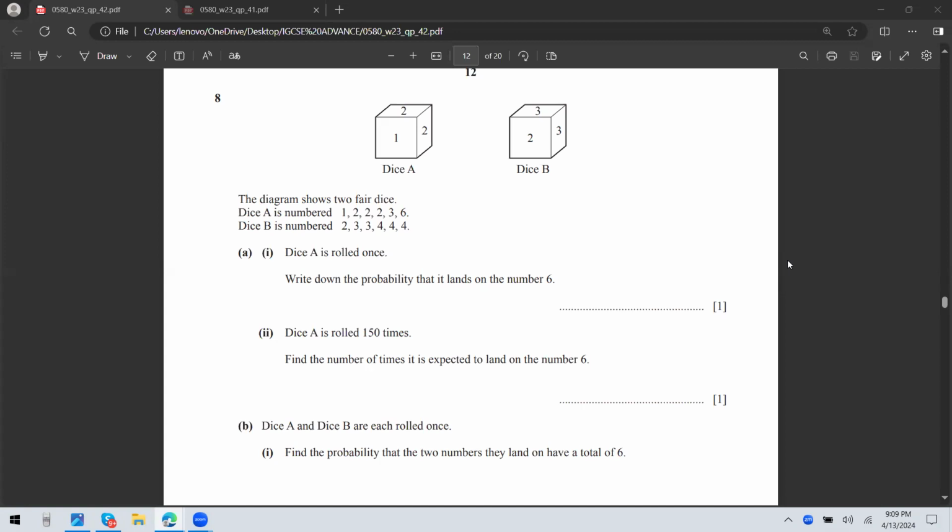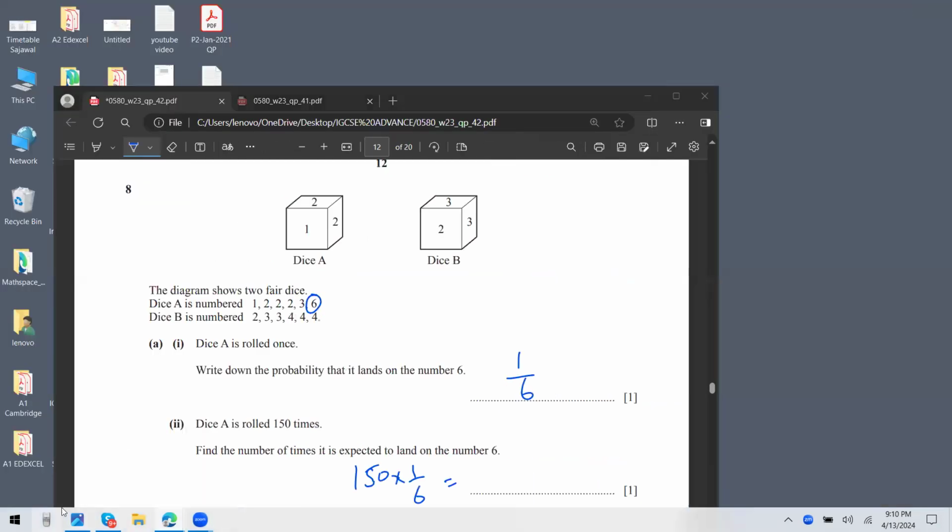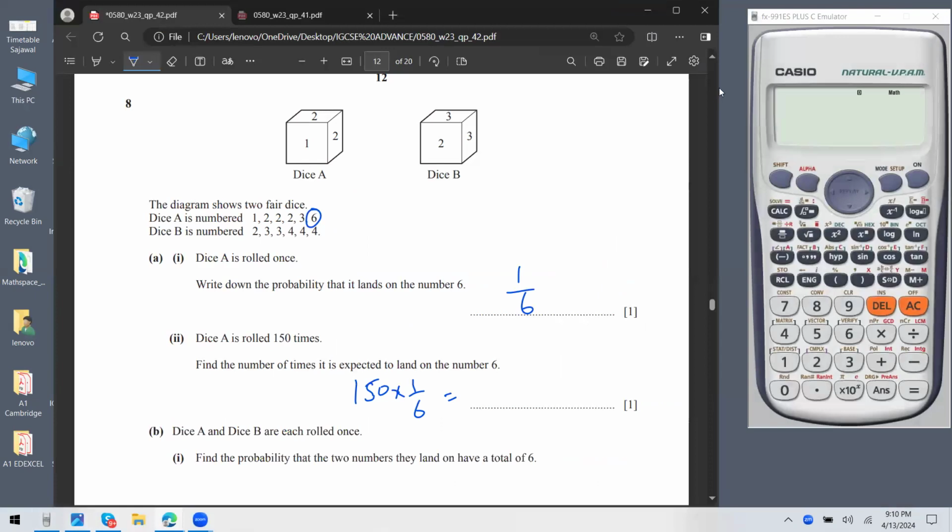Okay, the first part, because you have these special dice, they are different kinds of numbers. First one is very simple. There is just one six, so one out of a total of six faces. 150 multiplied by 1 over 6, which is 150 divided by 6. So you expect it to be 25 times, right?